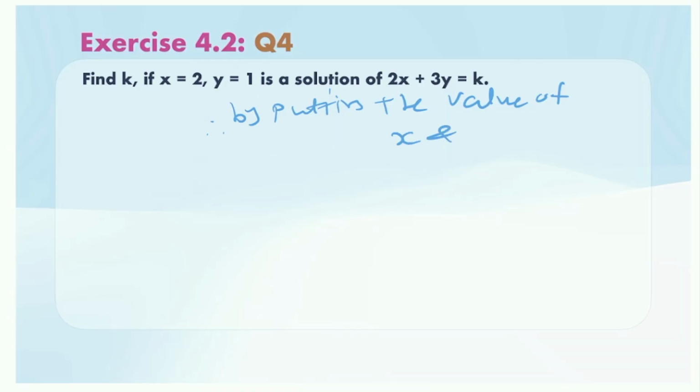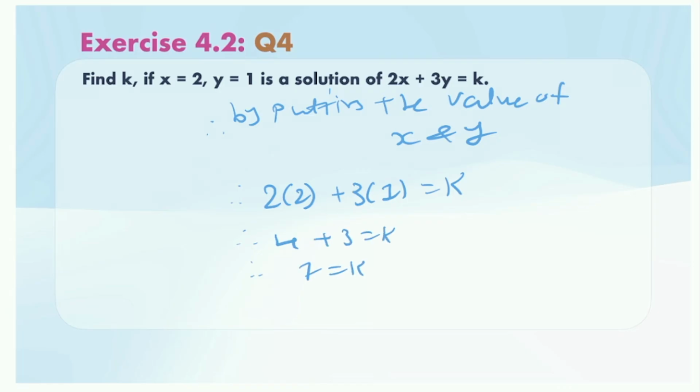x and y, my question will look like 2 in bracket 2 plus 3 in bracket 1 equal to k, right? So 2 times 2 is 4, plus 3 equal to k. So 7 equal to k. So you get the value of k very easily, right? k equal to 7 for this equation when I put x equal to 2 and y equal to 1, right? So this is an important question. You will see this type of question in your exam also, right?